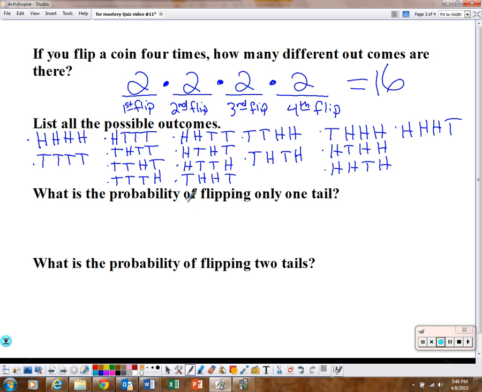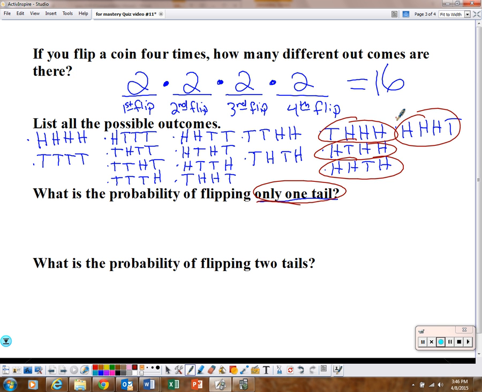What is the probability of flipping only one tail? Okay, I'm going to mark those. One tail. One tail. That would be this one, this one, this one, and this one. So 4 out of 16, which reduces to 1/4.